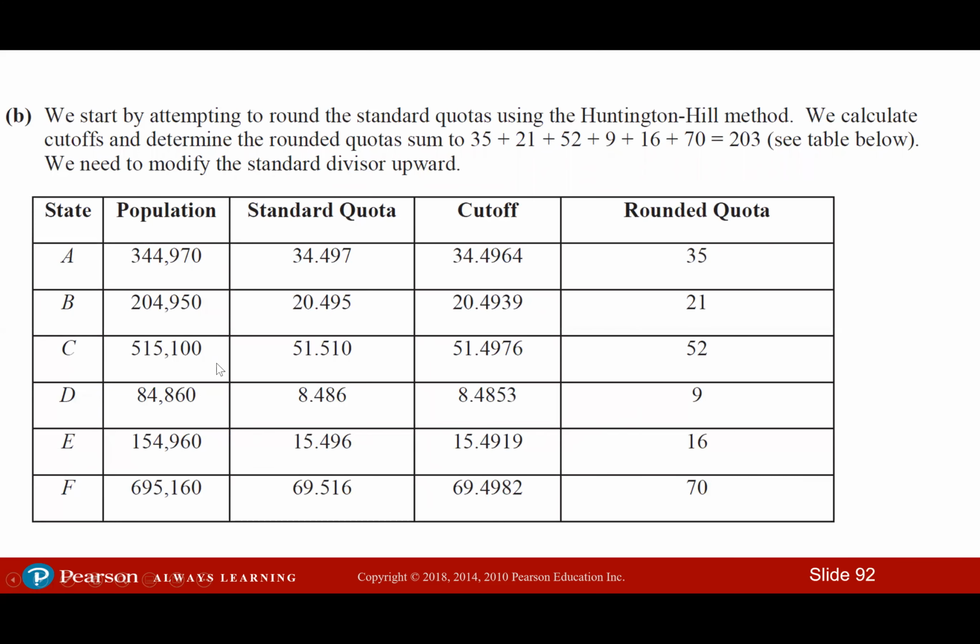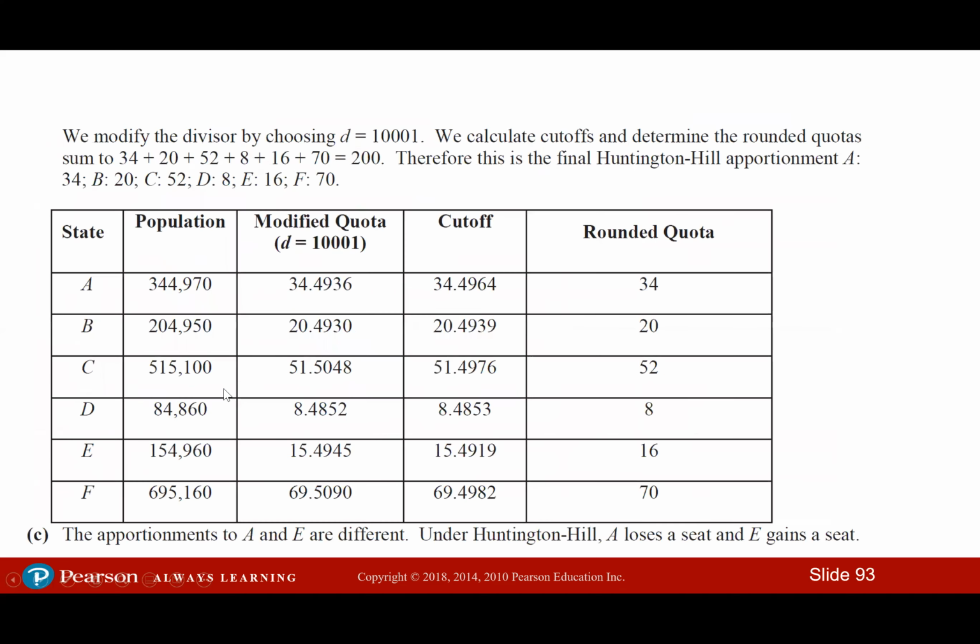Okay, just want to go through that with you as well. And then modify the divisor by choosing that one. You actually have to just go one out. That's it. So if you chose 10,001 as your cutoff divisor, everything works out just perfect.